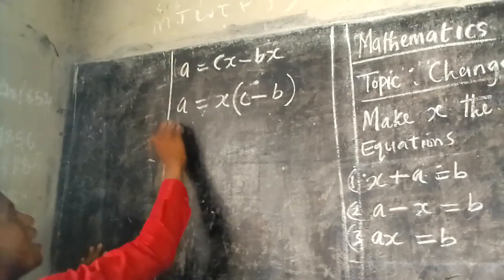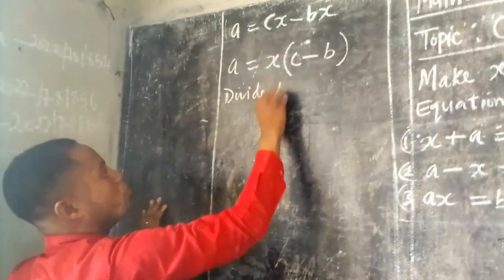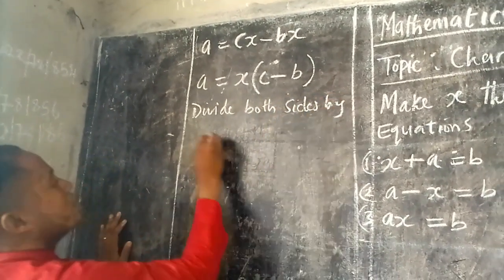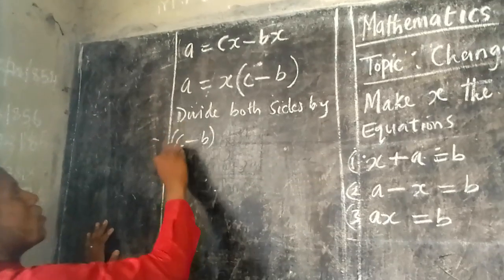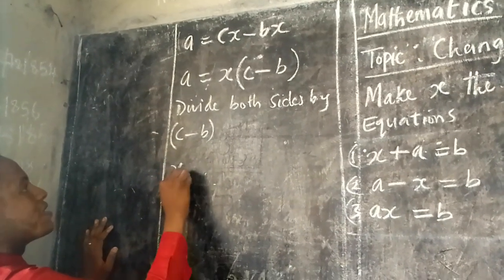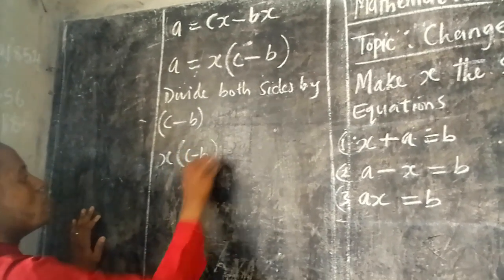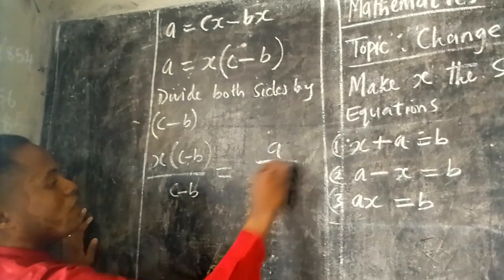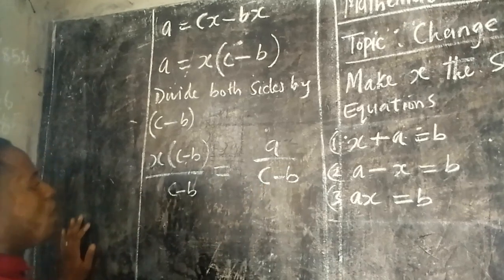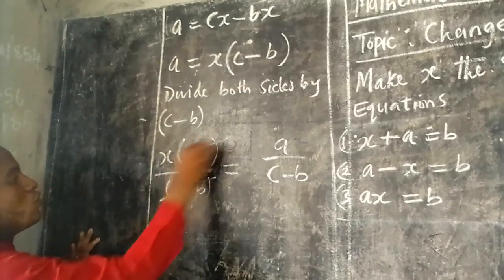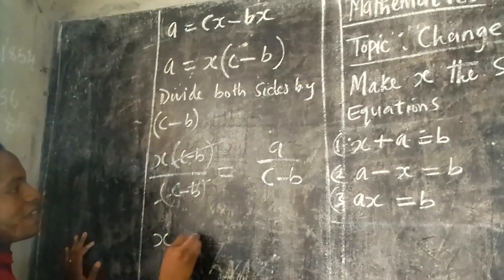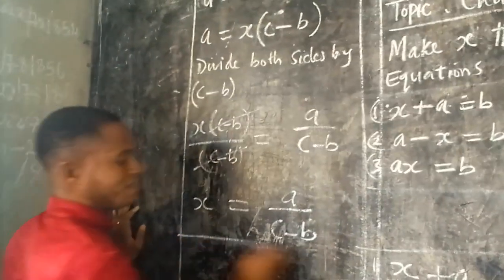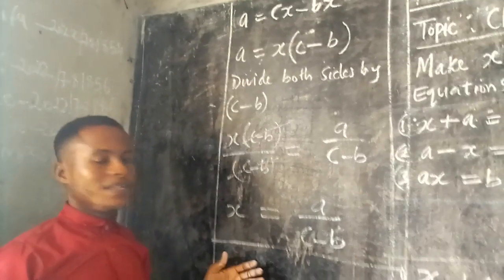So we say divide both sides by c minus b. That means x bracket c minus b all over c minus b equals a all over c minus b. Alright, so c minus b cancel c minus b. What remains is x equals a over c minus b. So we can see how simple that is.